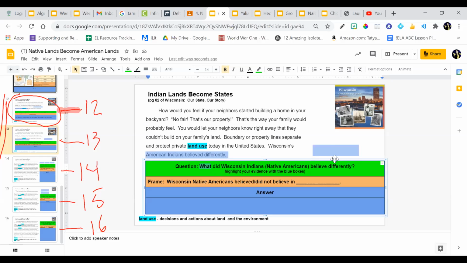So where's the what here? It tells us the what, but not in that sentence. So where do I find that, do you think? What is it that the Native Americans believed in a different way? The land belonged to everyone. Okay. So where would I find that here? Where would I highlight to tell us what the rest of that answer is?